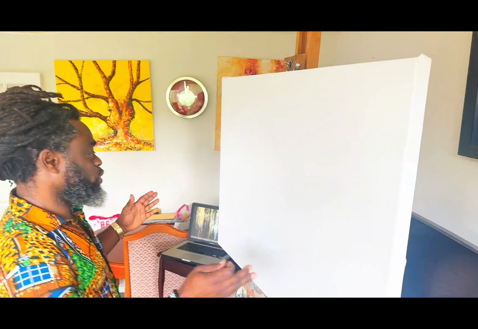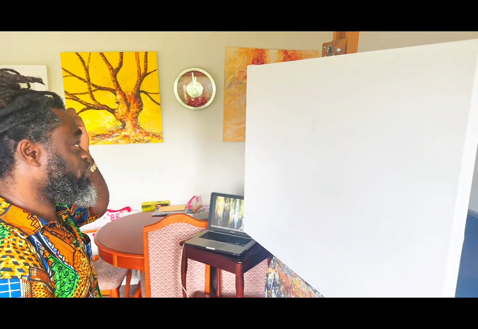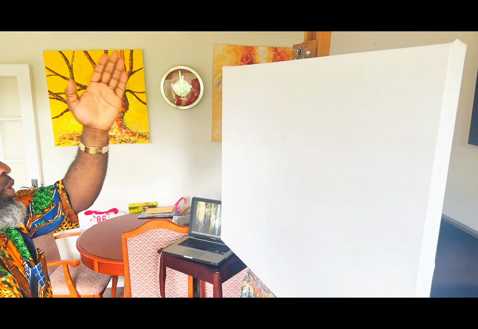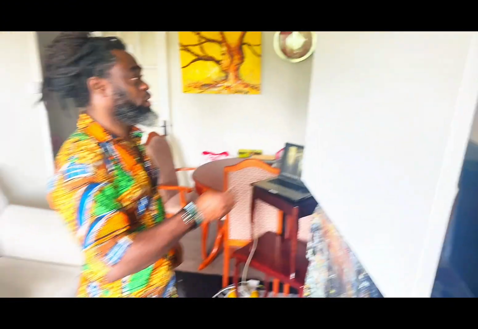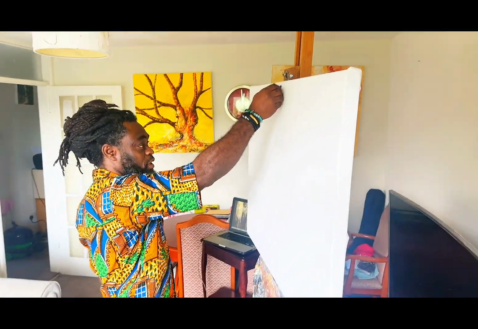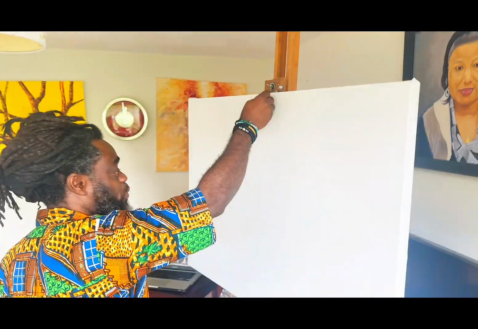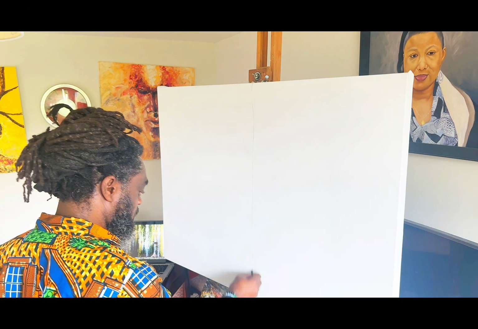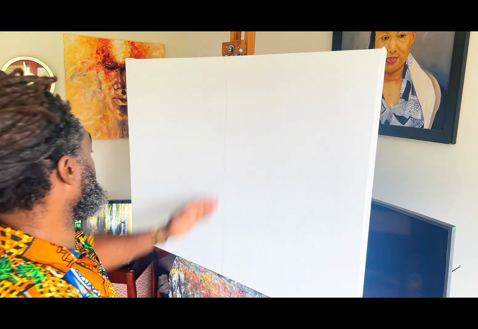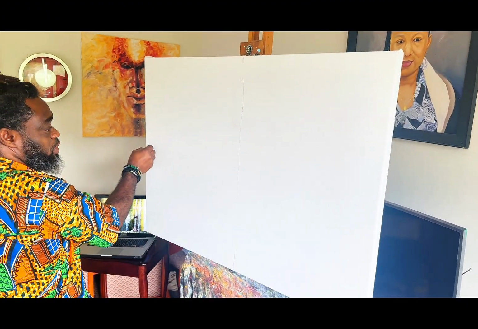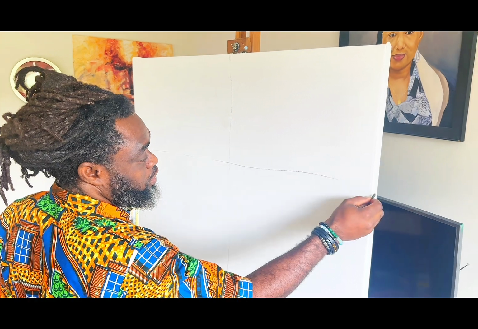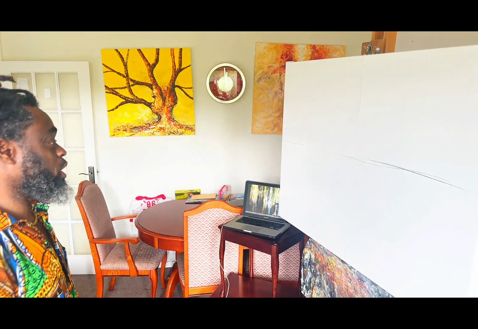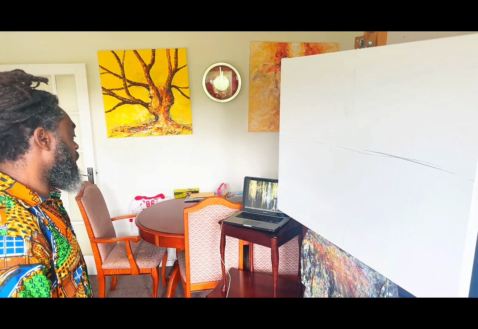Let me show you what I do. I have to divide my painting in half. Then from the center, because I'm trying to get the focal point. That's the center. I get the center from here, and I get the center from here. The purpose of doing this is for me to get where I'm going to put my focal point.